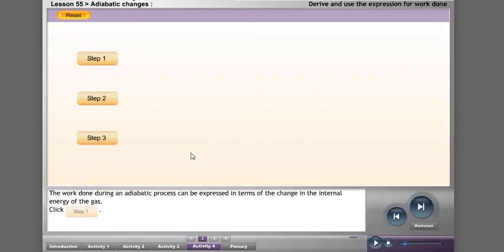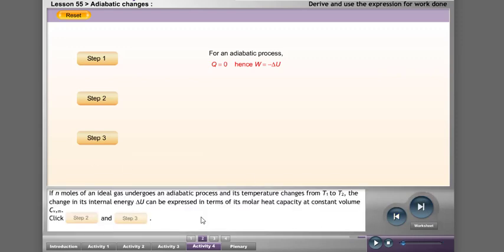The work done during an adiabatic process can be expressed in terms of the change in the internal energy of the gas. Click Step 1. If n moles of an ideal gas undergoes an adiabatic process and its temperature changes from T1 to T2, the change in its internal energy, ΔU, can be expressed in terms of its molar heat capacity at constant volume, C_V,m. Click Step 2 and Step 3.